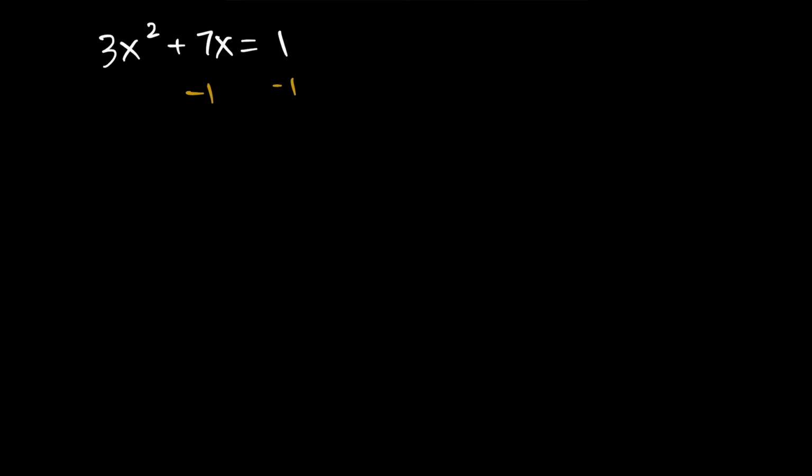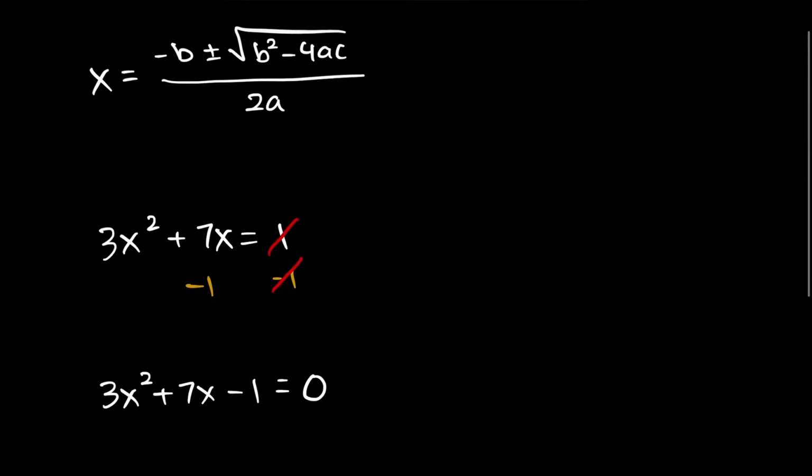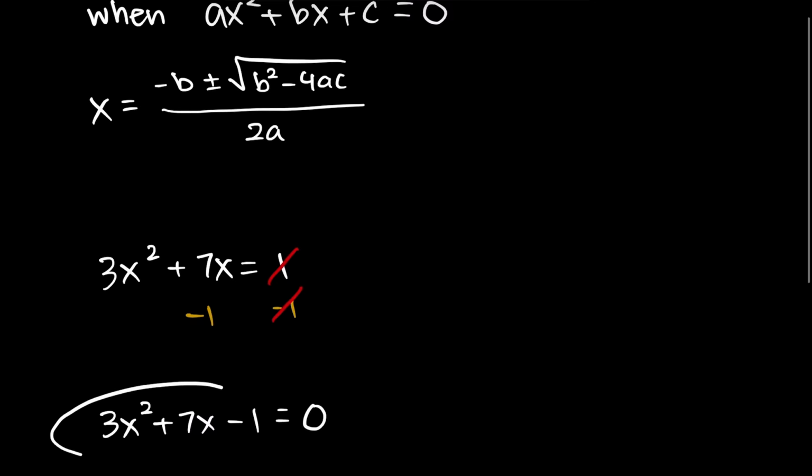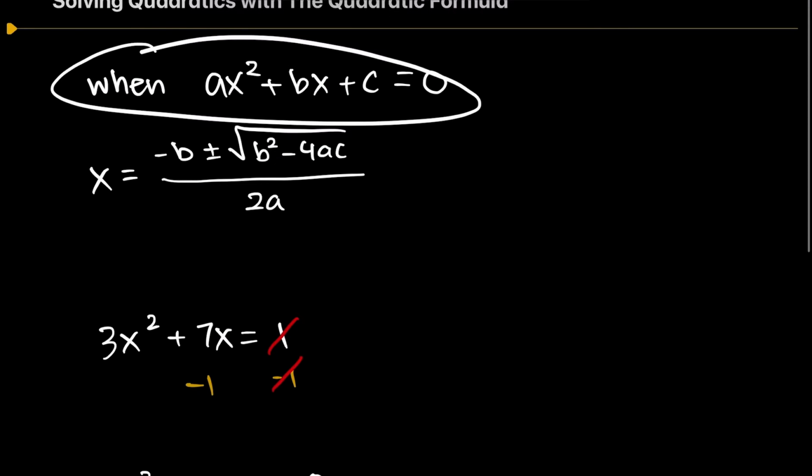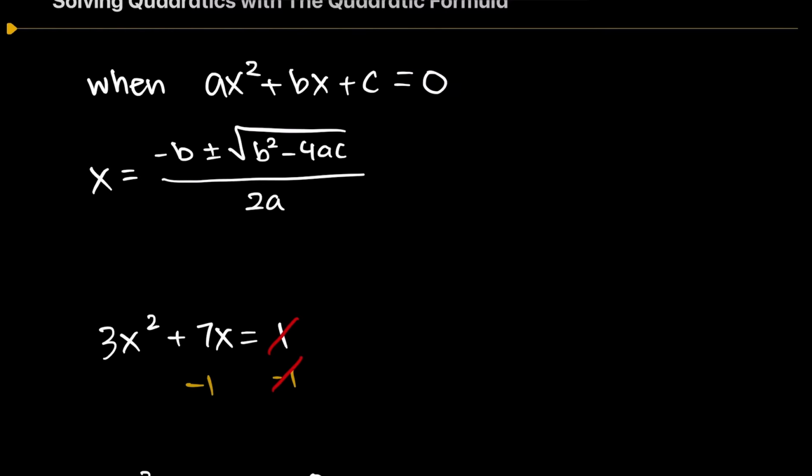So we are left with 3x squared plus 7x minus 1 on the left-hand side. And on the right-hand side, you have just 1 and then minus 1. They cancel each other out, so you have 0. All right. So I want you to see the similarities between this that we have and this original general one that we have here. All right.